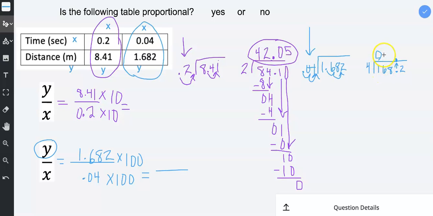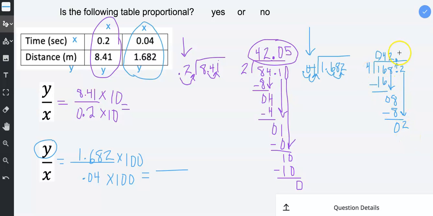4 goes into 1, 0 times. 4 goes into 16, 4 times. 4 times 4 is 16. The multiplication result goes below and we subtract it. I cannot ask the question until I bring a number down. Now I can ask, how many times does 4 go into 8? The answer to that question is 2, and it goes at the top. 2 times 4, the multiplication, gives me 8. That goes below and I subtract it. Can't ask the question until I bring a number down.